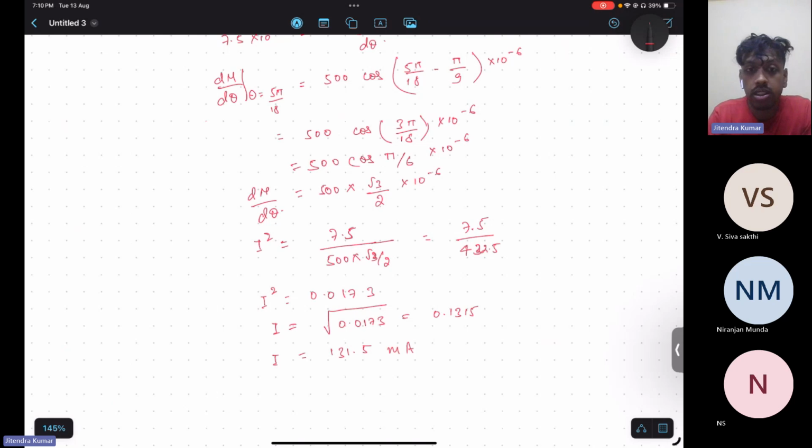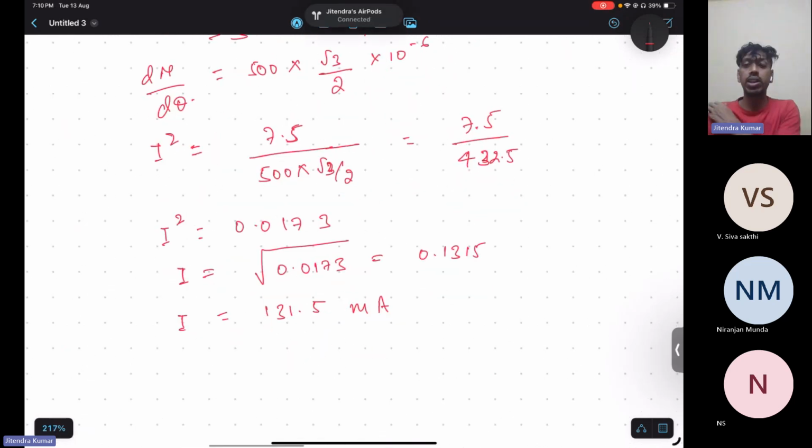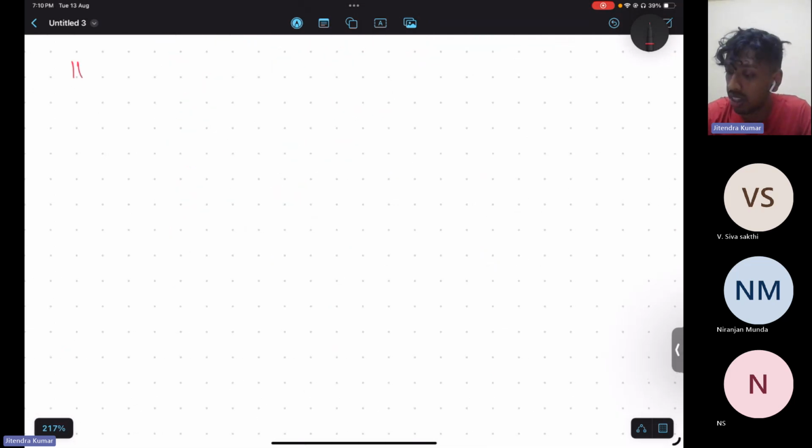So let us move to the third subsection quickly. Third questions. Now, electrostatic instrument, we have already learned, is used to measure voltage, isn't it? So now question 11. Here are two semicircular conductor plates.